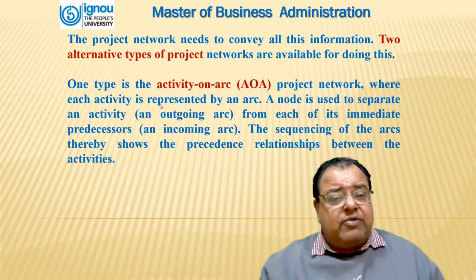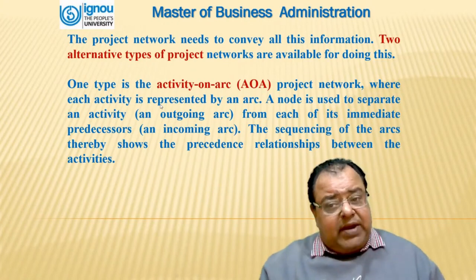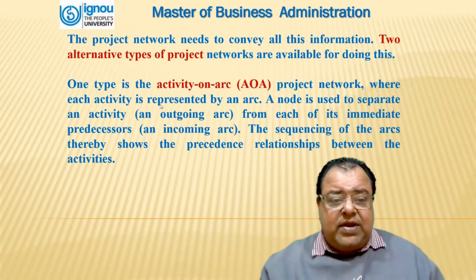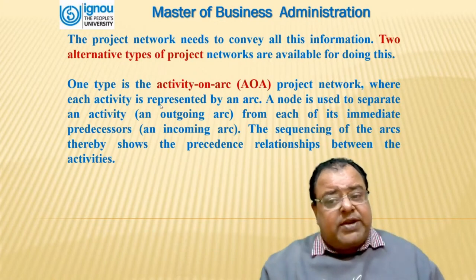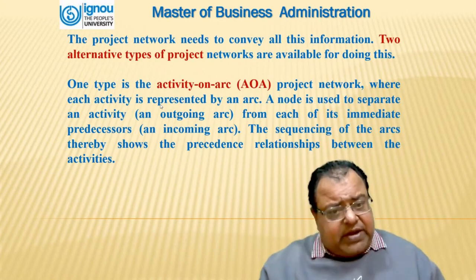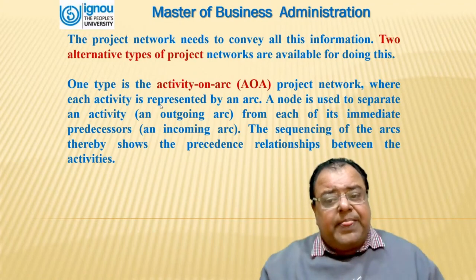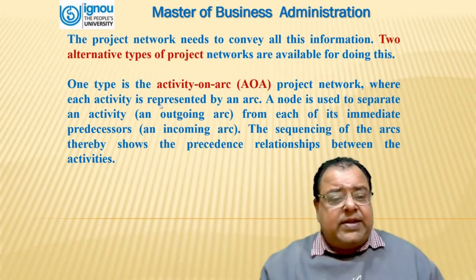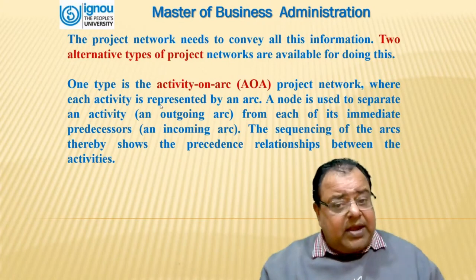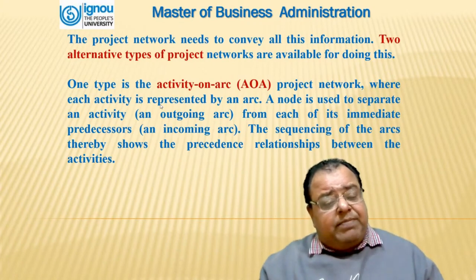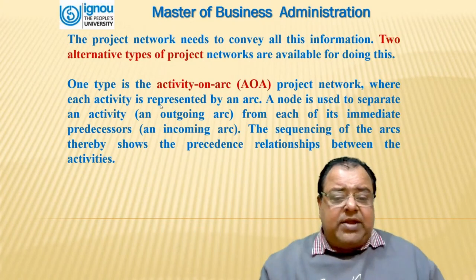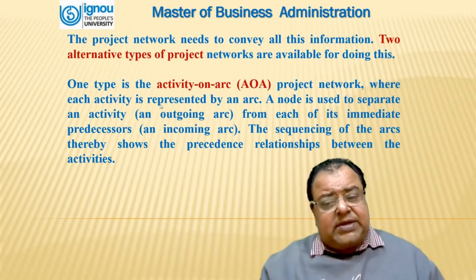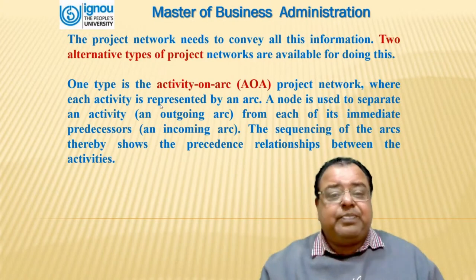Two alternative types of project networks are available for doing this. The first one is the activity on arc, that is AOA, project network, where each activity is represented by an arc. A node is used to separate the activities, an outgoing arc from each of its immediate precursor, an incoming arc. The sequencing of the arcs thereby shows the precedence relationship between the activities.